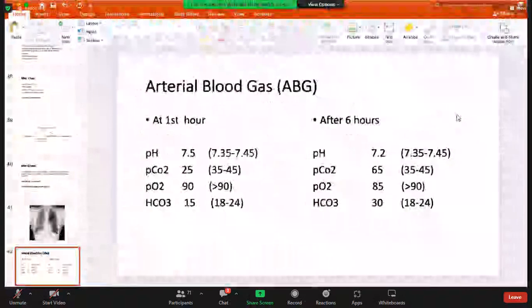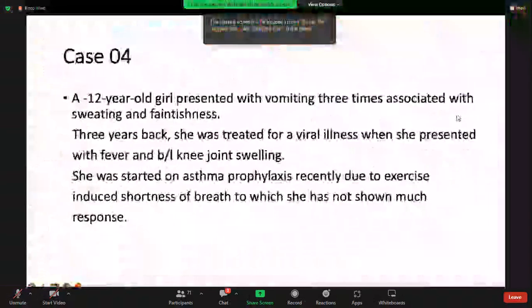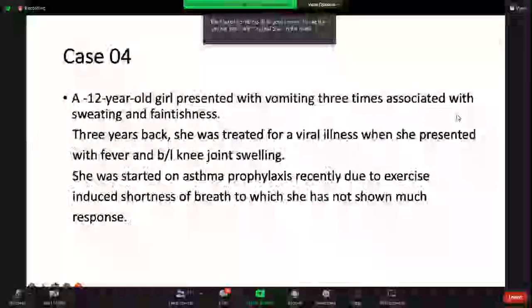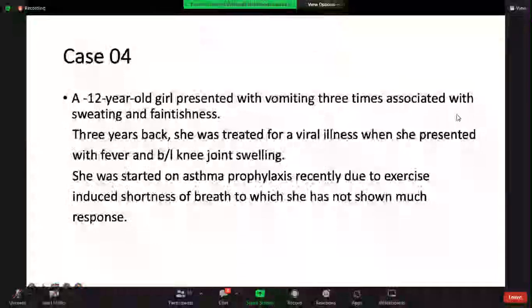Right, can you see my screen? This is your next case. Who's going to discuss this? I hope you can all see this screen.